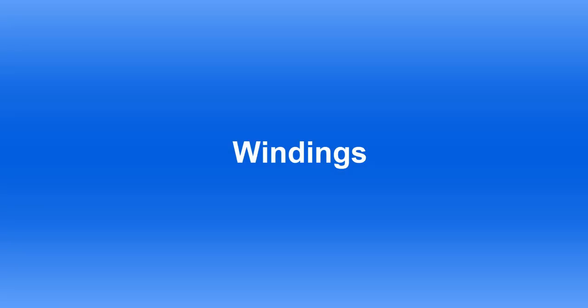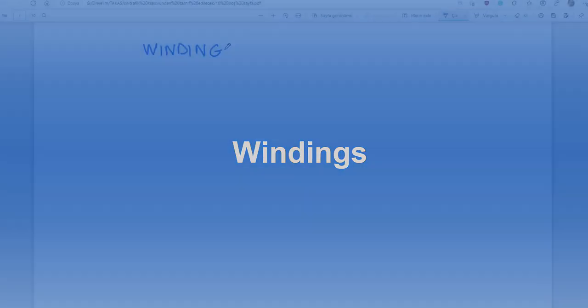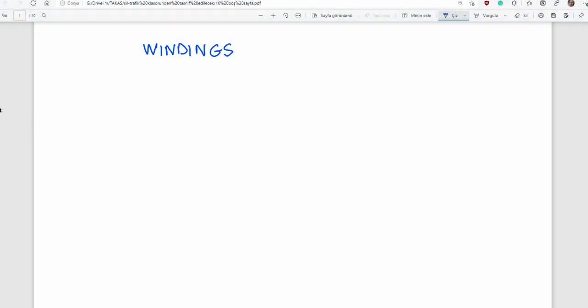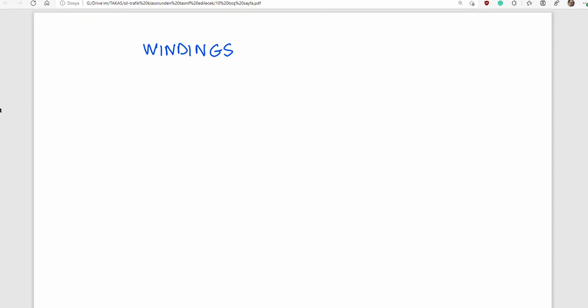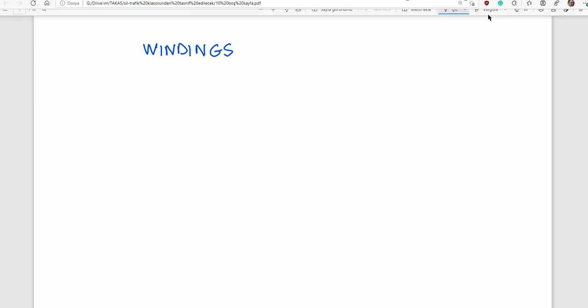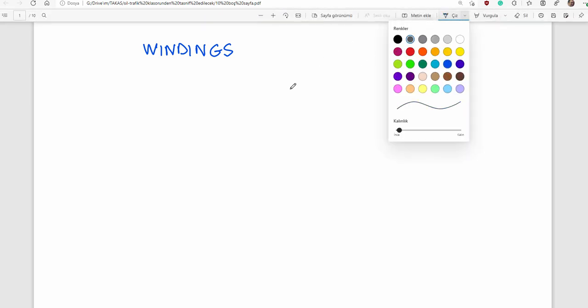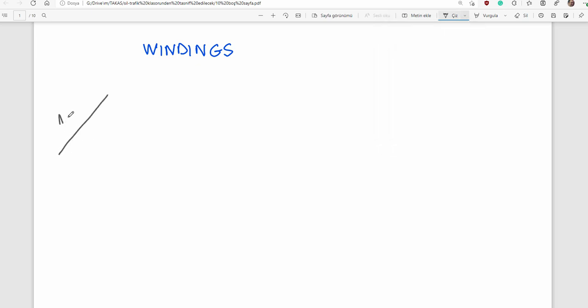Let's talk about windings. In fact, there are lots of winding types. It takes too much time to cover all the windings, but I will give some information about windings: how they look, how you can calculate, how you can understand windings easily. Okay, first of all, that is a conductor.